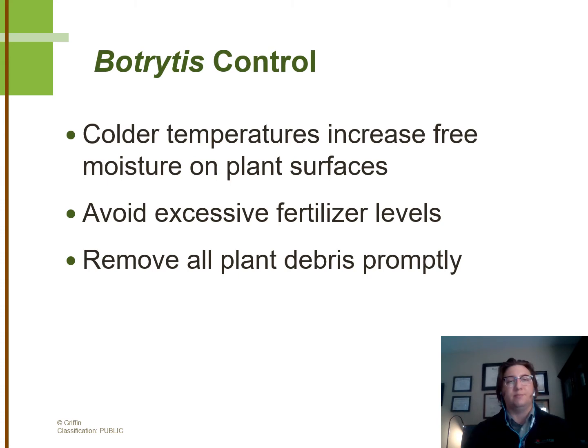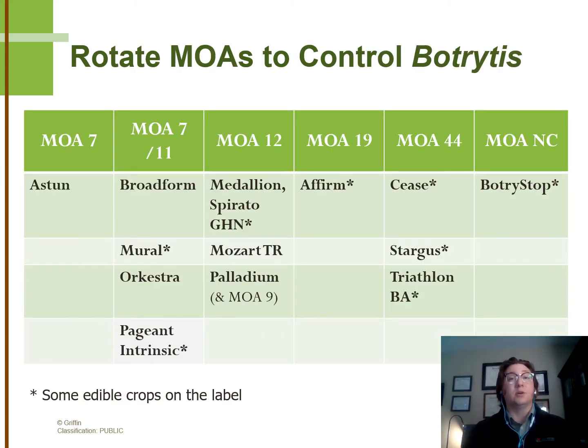Here are a few common go-to botryticides we recommend to growers for curing and preventing botrytis. Some chemicals allow for sprenching, or being applied as a heavy spray application to the point before a substrate drench, such as Affirm, Medallion, Mural, and Pageant. This is particularly valuable for dealing with botrytis stem rot issues. It is important to follow the recommended label rates and rotate between modes of action to prevent resistance issues.